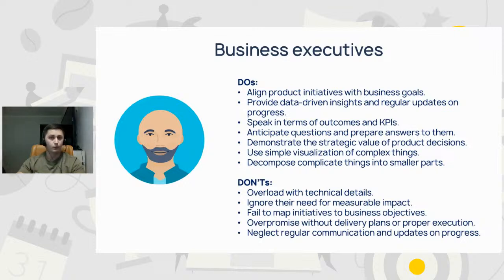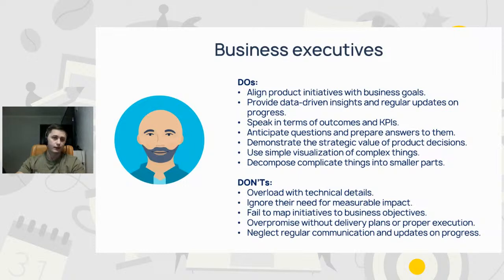So if you want to build something, if you want to do something, you should align it with business goals and ensure that this initiative will help the organization to meet business goals. Also, what you should consider when working with business executives, you should provide data-driven insights and regular updates on progress. Why is it necessary? Because they like to trace the progress. If they do not see the progress from your initiative, using their strategic visions, they can terminate this initiative or shift it to a different time period if needed.